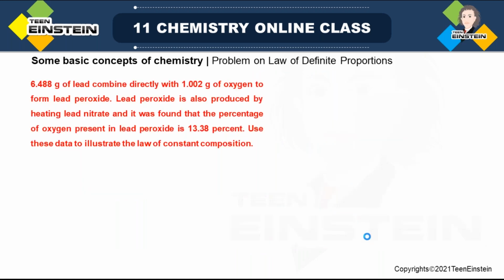Problem on this law. 6.488 gram of lead combined directly with 1.002 gram of oxygen. Lead means Pb. So Pb directly combining with O2.